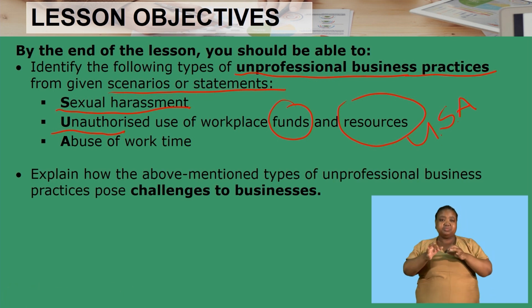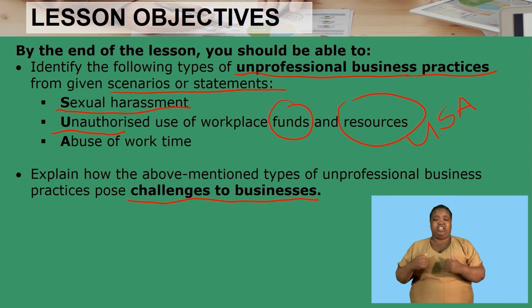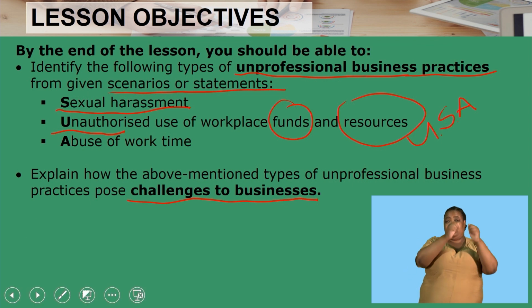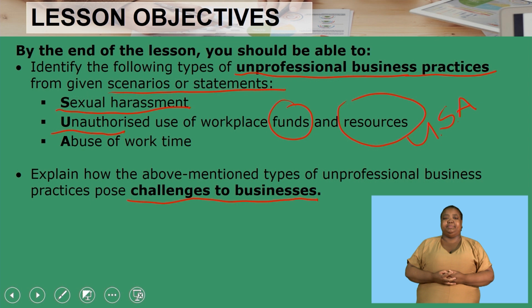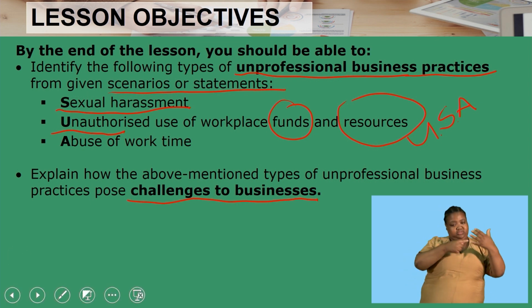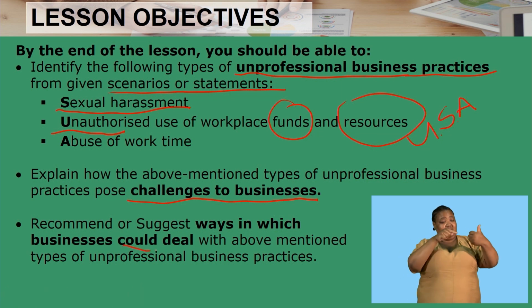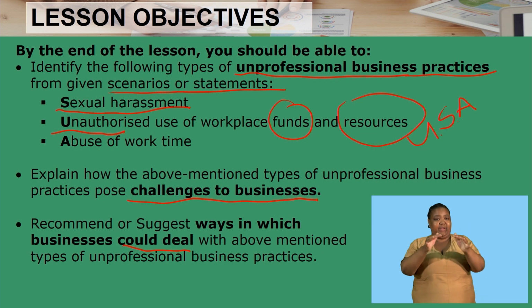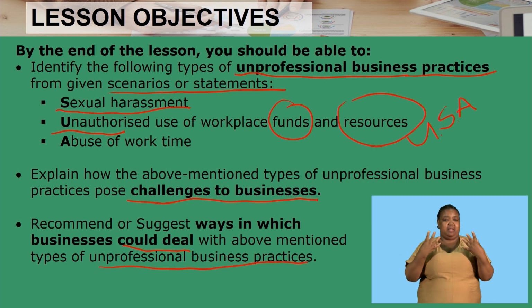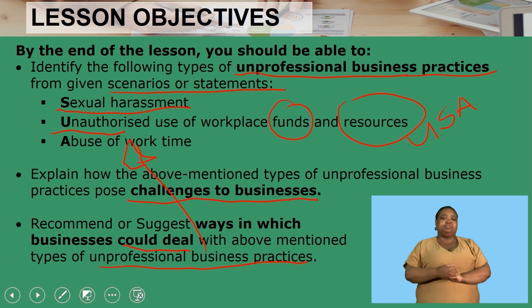Then we've got the other objective: explain how the above mentioned types of unprofessional business practices pose a challenge to businesses. There are challenges, but you should be able to explain. Remember again, for every challenge, there is a strategy. So you should be able to recommend or suggest ways in which businesses could deal with the above mentioned types of unprofessional business practices, the three top ones. Again, I said it's USA.